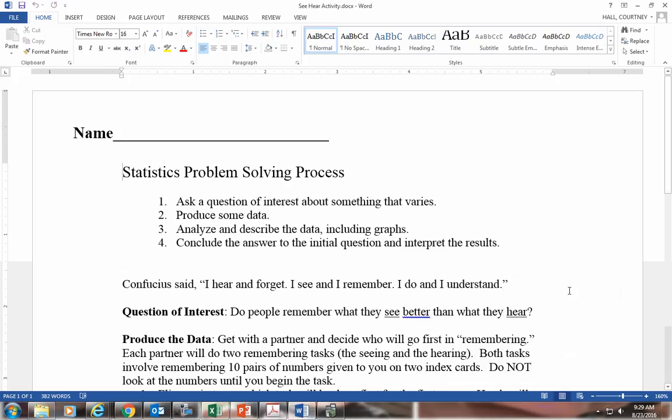Number one, ask a question of interest about something that varies. This is the process you should go through for a good experiment. Number two, produce some data. We will be doing number one and number two today.